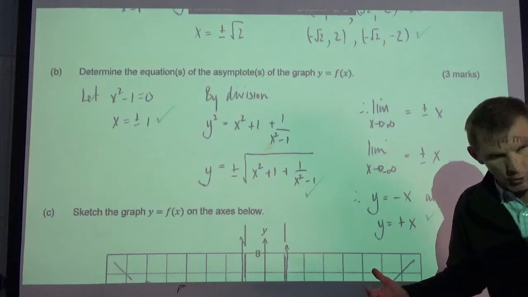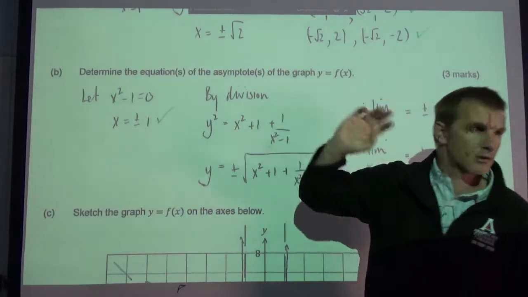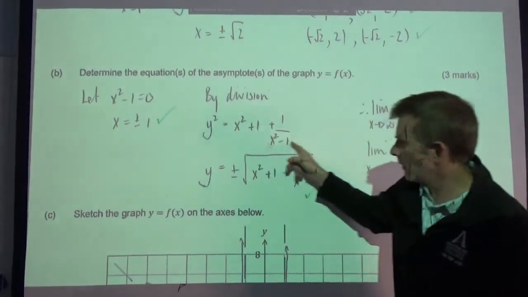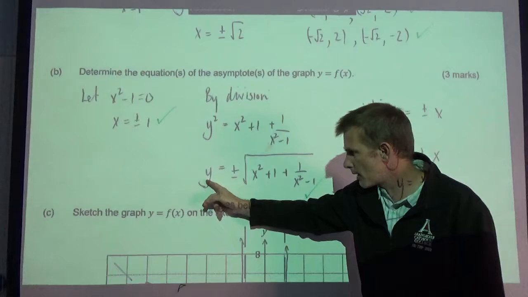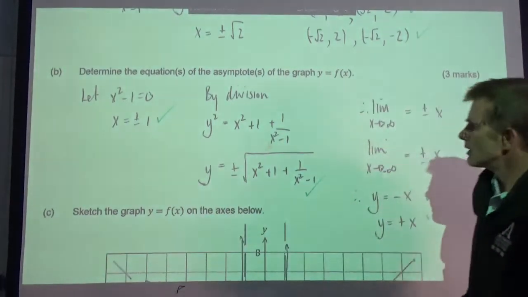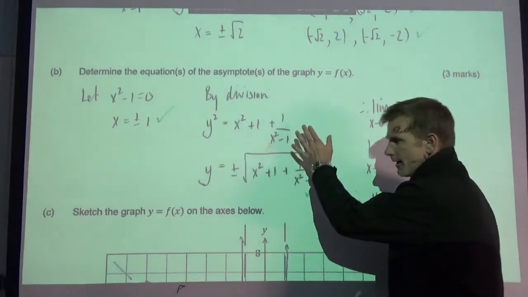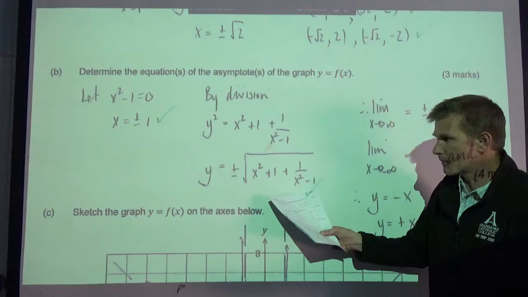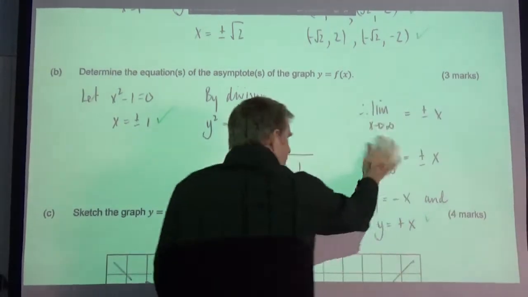But maybe there's more, and I get it, you might not have seen this. By division, synthetic, algebraic, however you want to do it, right? This is what it comes up like. Notice it's y squared. So therefore, when I take the square root of it, I get plus and minus. So I end up with this being my equation of another asymptote. It's a curved asymptote, but another one. Now, then I've got to think, well, what's actually happening with that? And that's where this is important.